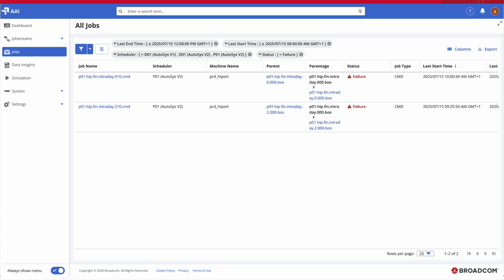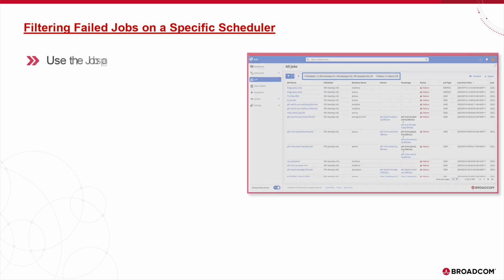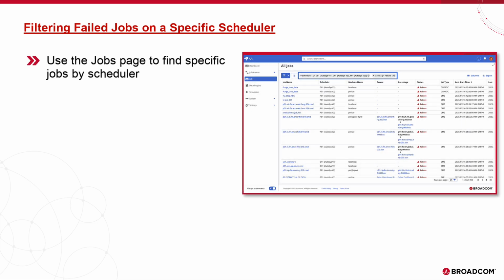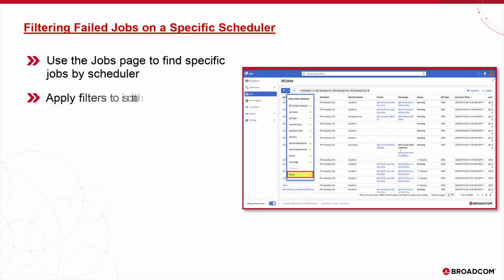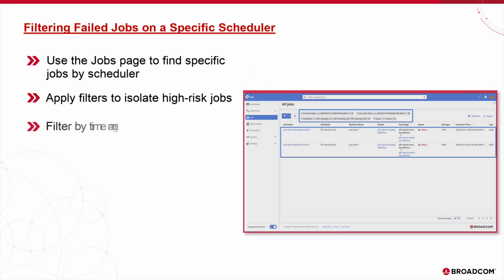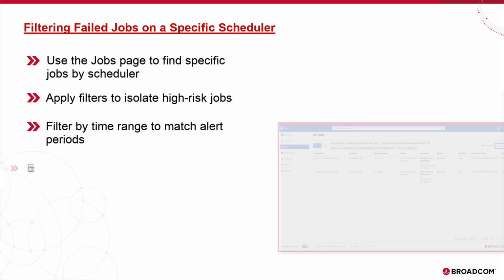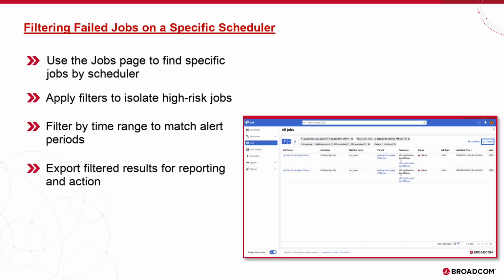Let's do a quick recap of what we learned from this scenario. From this scenario, we learned that you can use the jobs page to locate failed jobs running on specific schedulers. You can apply standard filters like scheduler, status, and runtime to narrow your search. Use the last start and end time filters to focus on jobs that ran during the alert window. And you can export the filtered job list as a CSV for reporting and action.